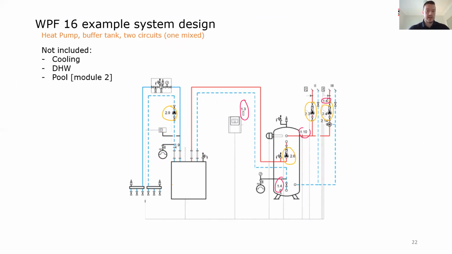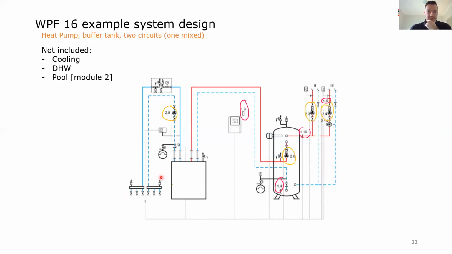Now we'll quickly look at 2 example system designs. One is a WPF16, a geothermal heat pump. If you look at this now, I'm hoping it'll make a bit more sense in a minute, because I will also show you what the wiring corresponds to. On here, if you can spot the heat pump, let me see if I have my pointer again. Heat pump is here. This is a WPF16, a geothermal heat pump.